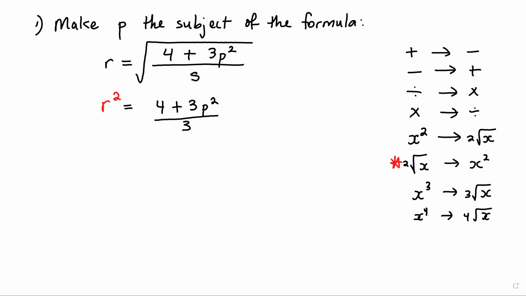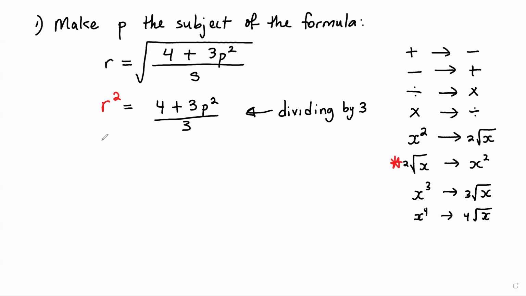Now here, this means I want to get rid of the 3, right? Here, I'm dividing by 3. So how would I get rid of dividing by 3? What would I have to do to get rid of dividing by 3? What's the opposite? Multiply. So then I'll multiply by 3.